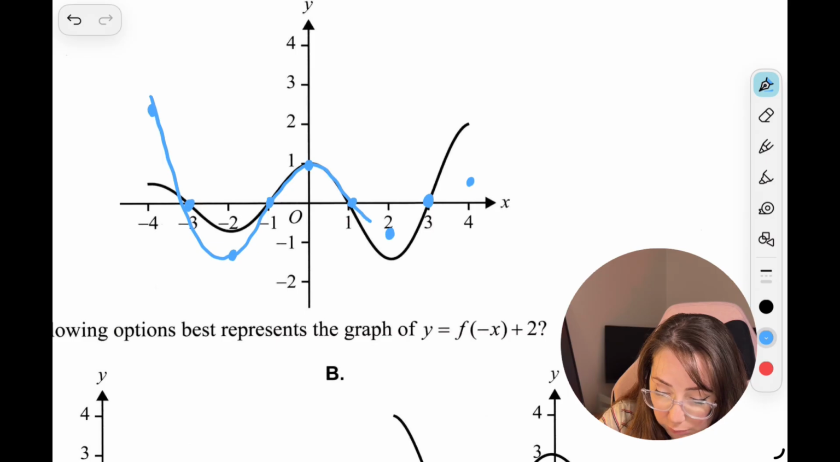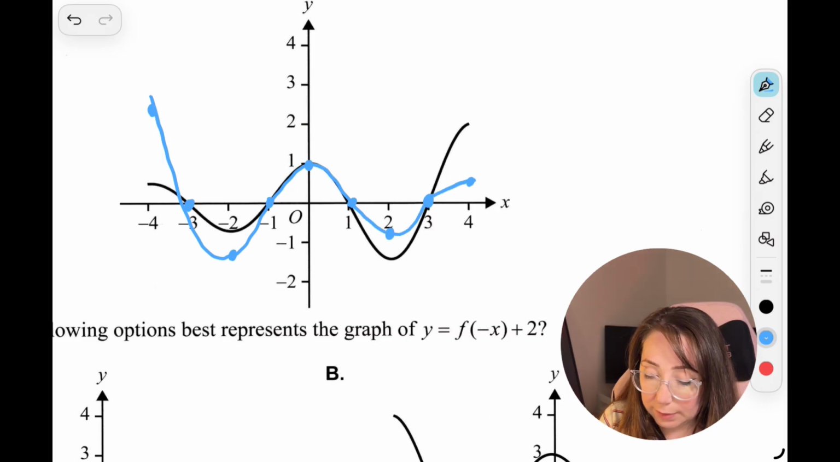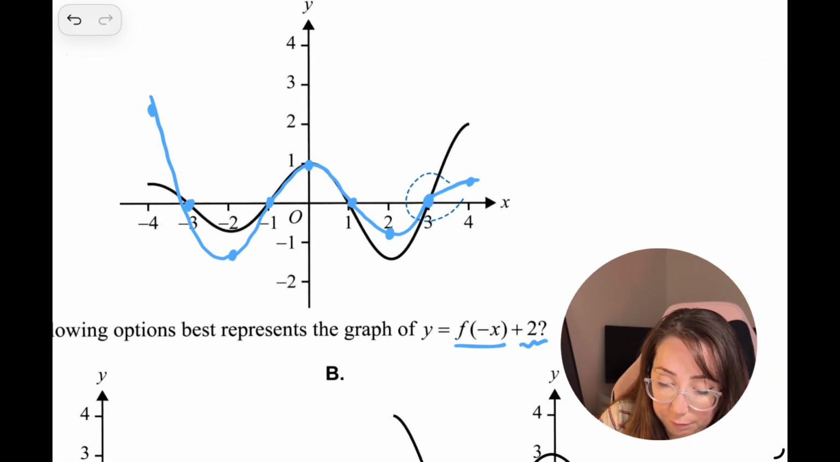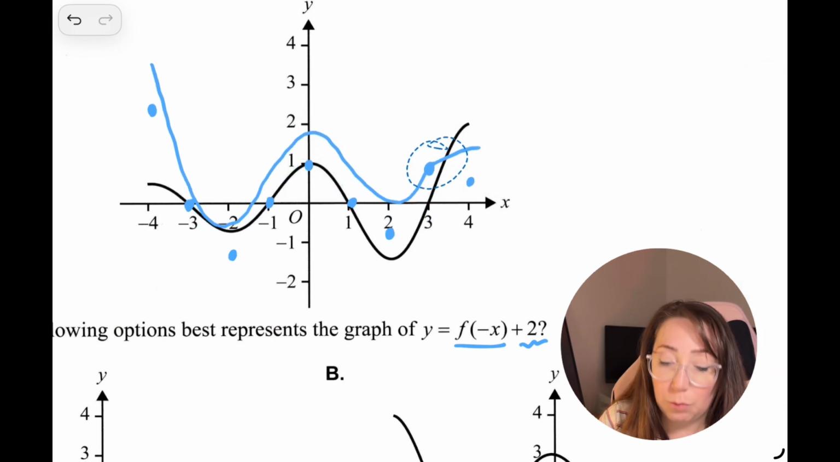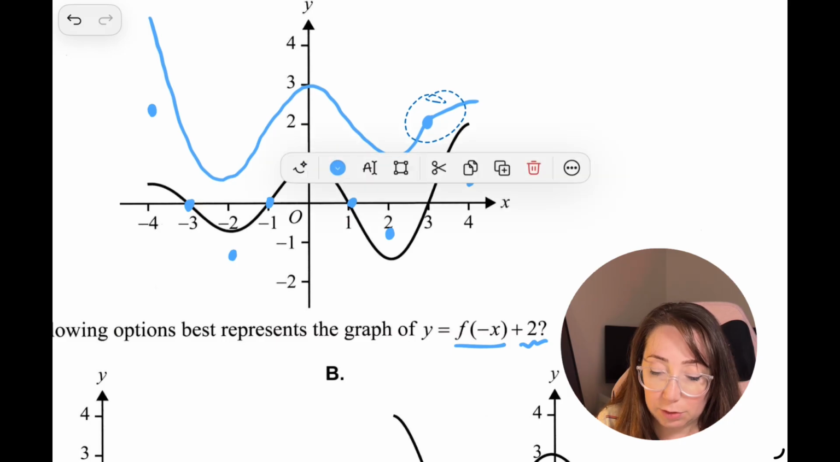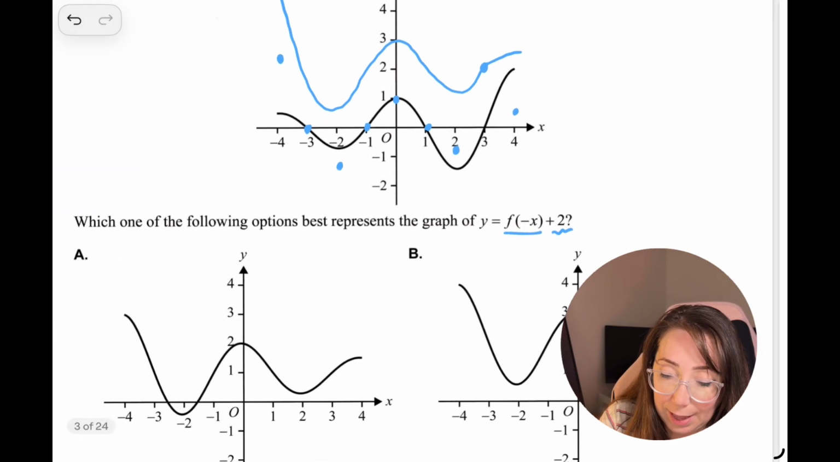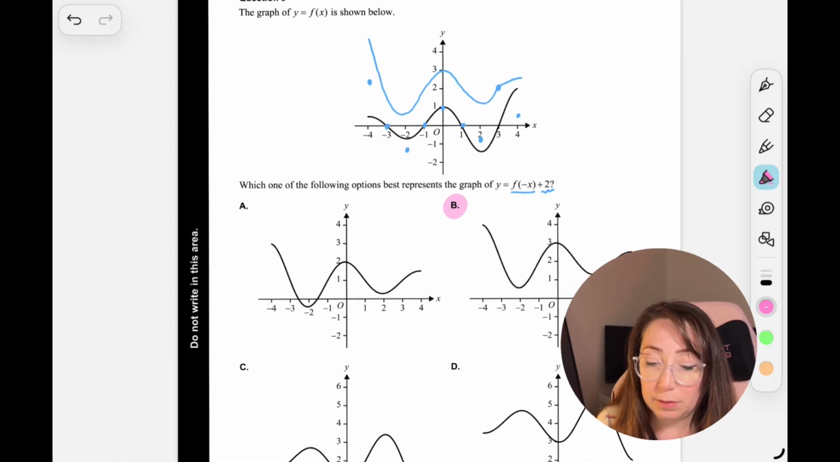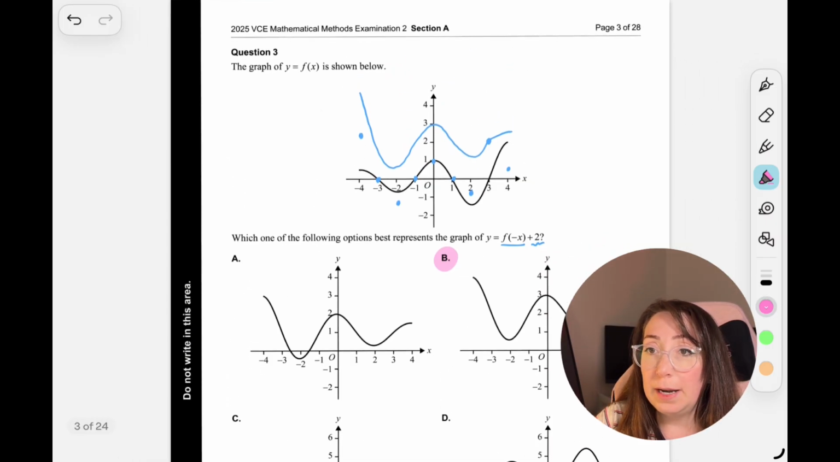All right, so that's this part here. And then I just need to increase the whole graph by 2. So I'm just going to grab the graph and I'll move it up by 2. So for reference, it was at 1, now it's going to be at 3. So that's what your graph is going to look like. And that is going to look most closely like B out of all of the options. So that's for question 3.